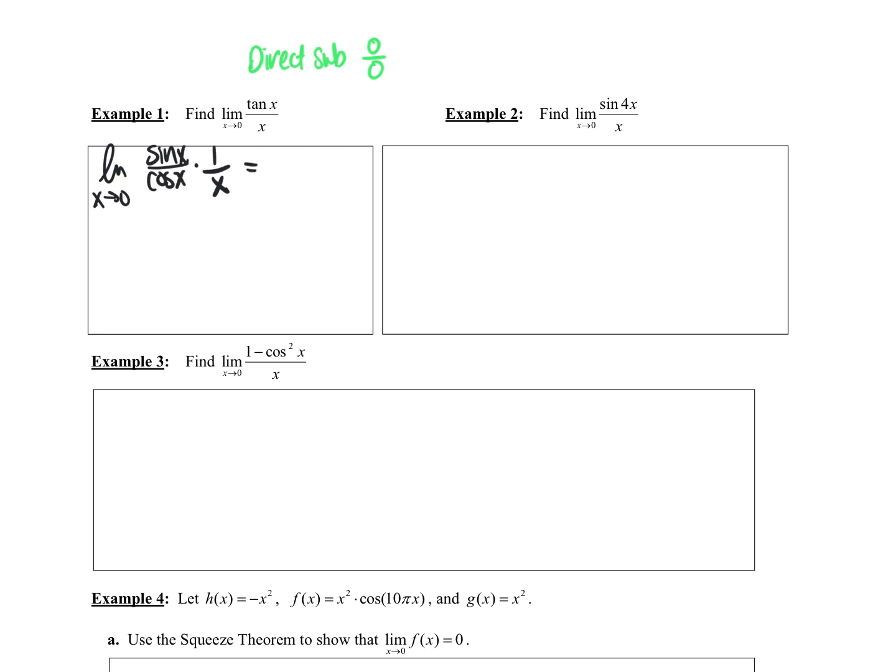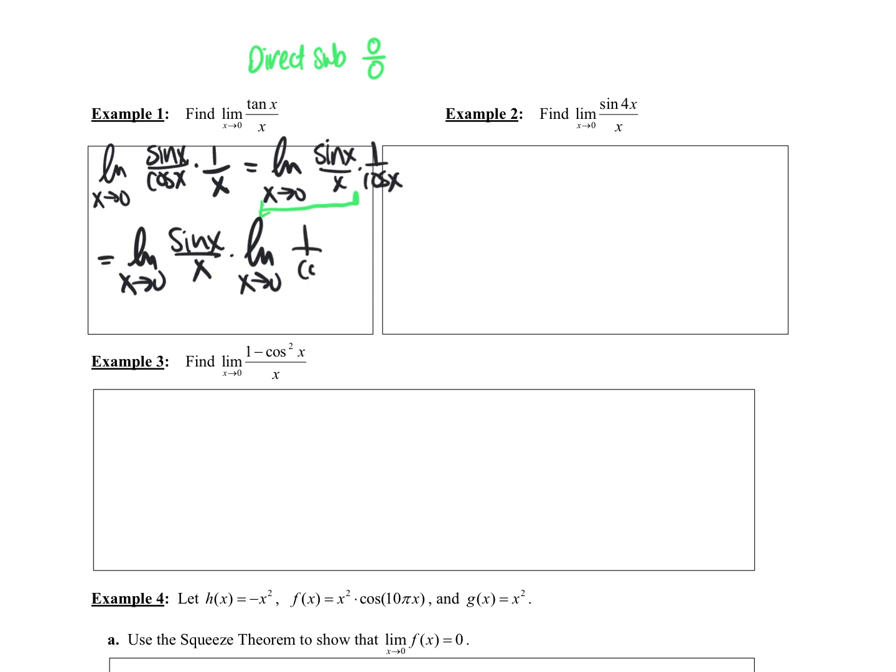Now what we see here is that we have sine of x over x. So I'm just going to rearrange, which is totally legal because it's multiplication, into sine of x over x times 1 over cosine of x. And now we know that this limit right here is equal to 1. That was one of our special trig limits. So the limit as x approaches 0 of sine of x over x is 1, and then if we do the limit as x approaches 0 of 1 over cosine of x, and we can evaluate that, then we have our answer.